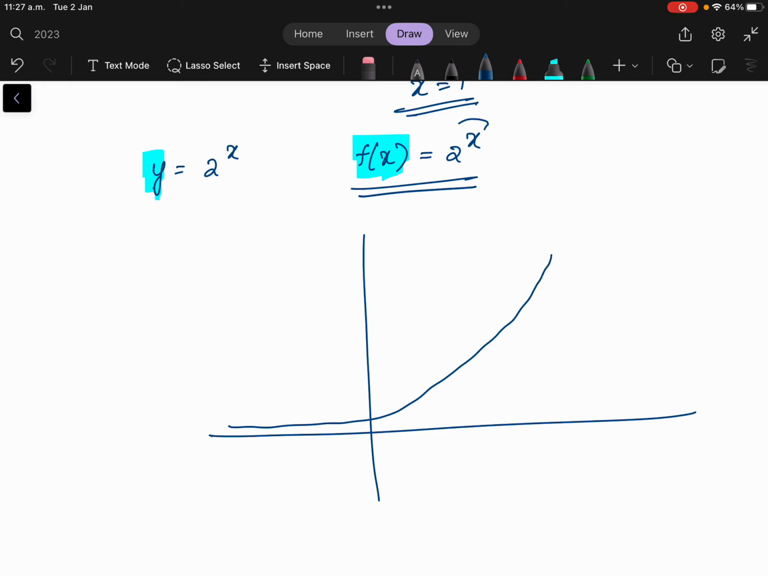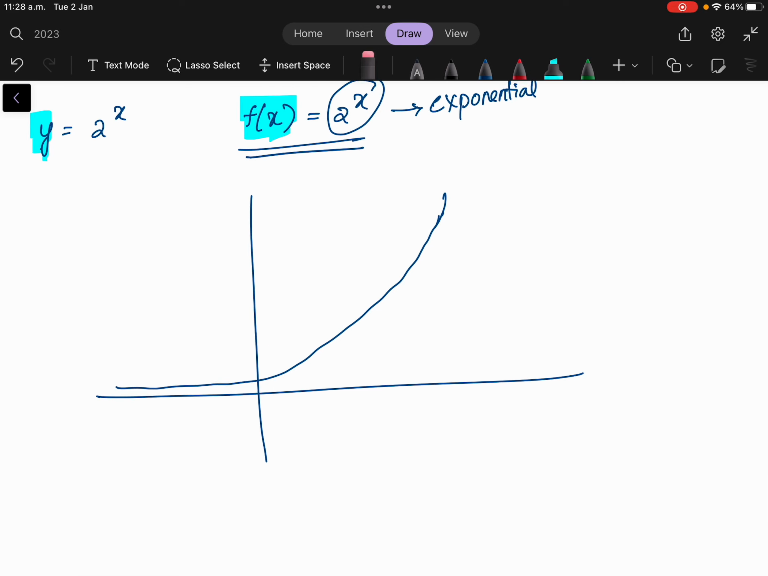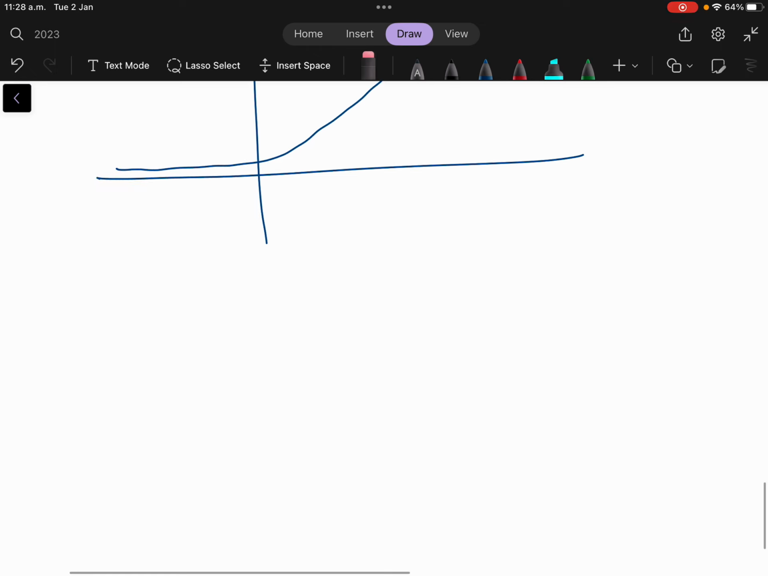This is called an exponential function, and exponential means the values will grow exponentially. That is why the graph is growing. If you remember, the linear function will be like this, the quadratic will be like this, a slow gradual increase, but exponential means it will increase fast. Okay, so this is the normal exponential function.